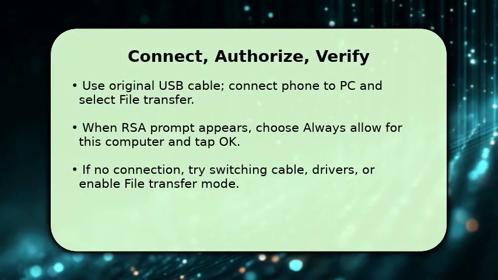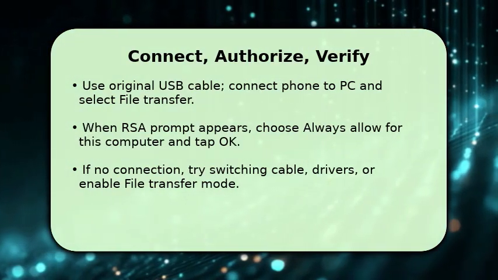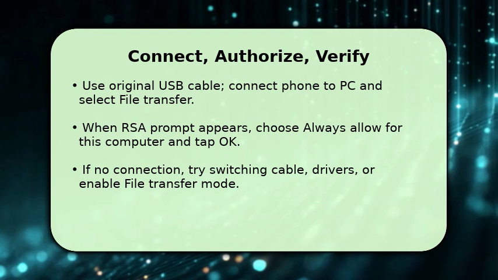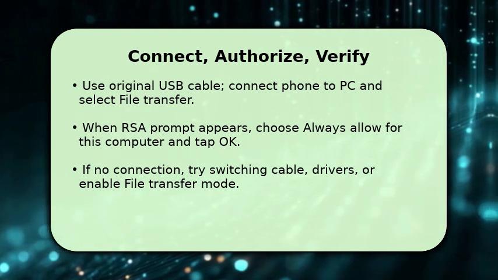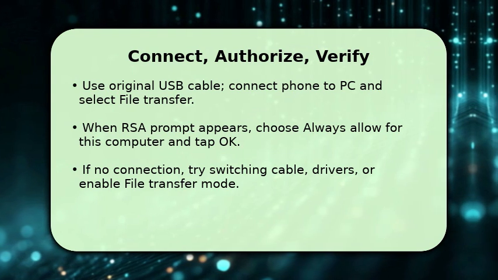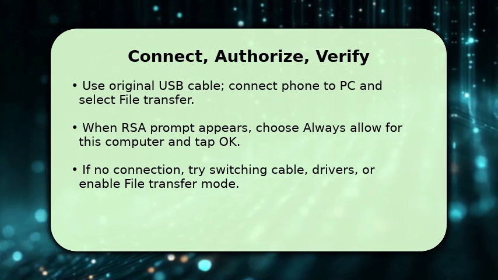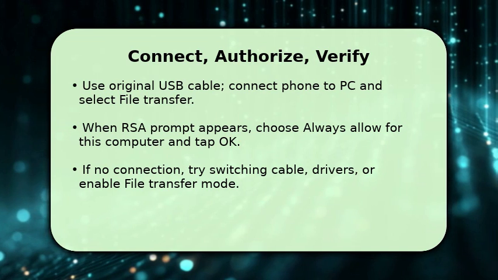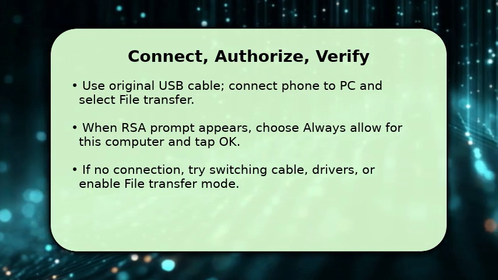Finally, connect the OnePlus Nord 2 to your computer using a quality USB cable and select file transfer on the phone when prompted. When the RSA key authorization dialog appears, review it and tap Always Allow for this computer, then OK. This authorizes ADB commands.